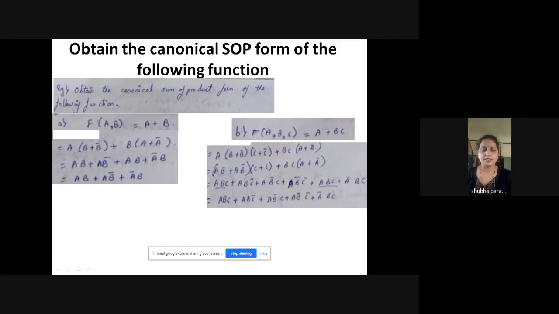Okay, so the last step is I take out ABCs. This is one ABC, this is one ABC. So I have written ABC. Other terms I have written as it is. A, B, C bar, A, B, C bar, then A, B bar C, A, B bar C, A, B bar C bar, kept as it is, and A bar B, C, written as it is. So this is your final expression where you have expressed f of a, b, c equals a plus bc in its canonical min term form.